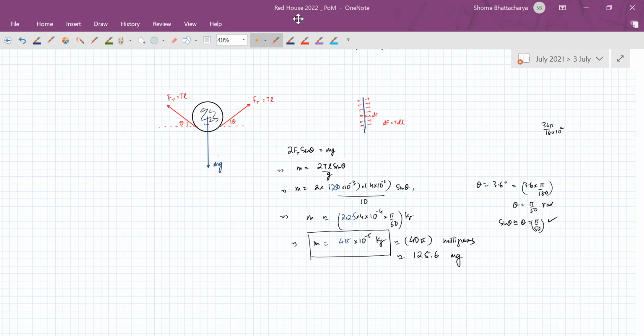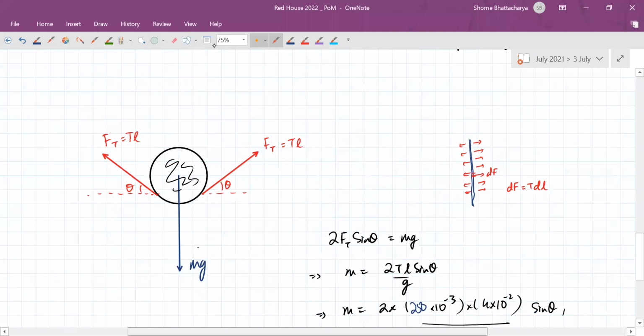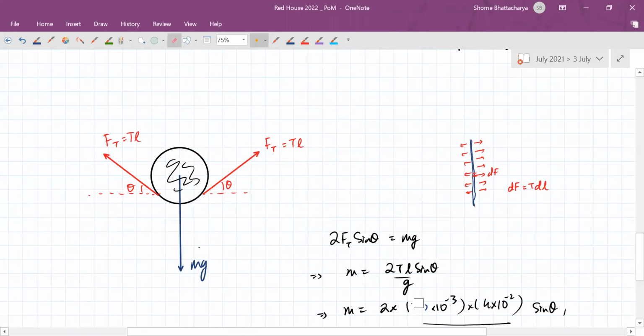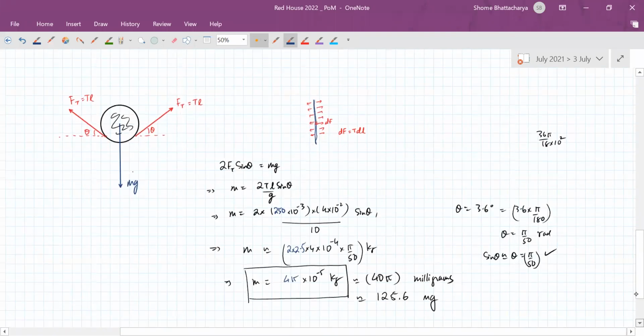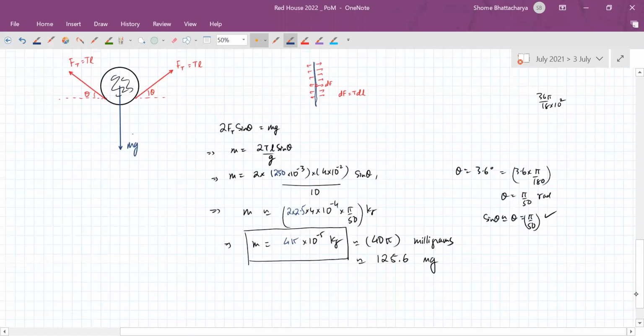Okay, so it's all right now, something like this. 125.6 milligrams, yes. Sorry, I had taken the wrong value of surface tension. I had taken it as 200 instead of 250. So I made that correction now. Anyhow, I hope the application of the question is clear. So this is an example of how surface tensional force can be used to balance the weight of a lightweight object like this.